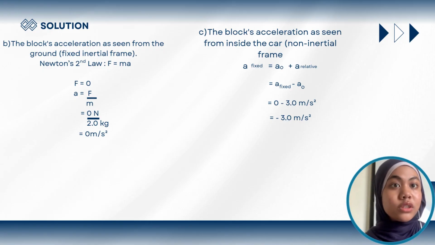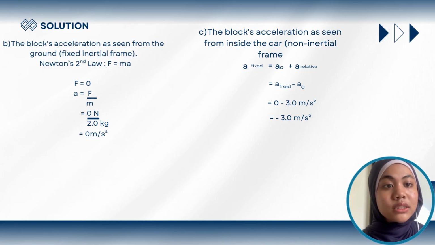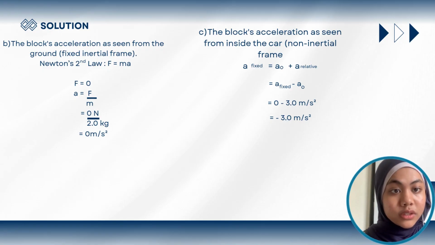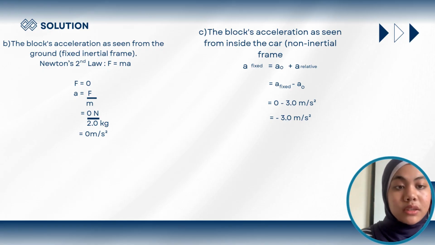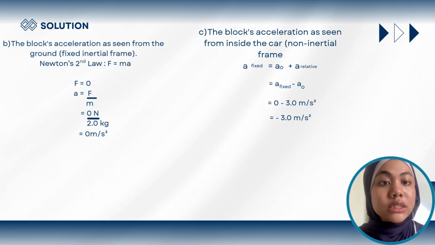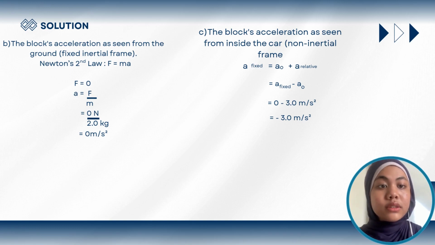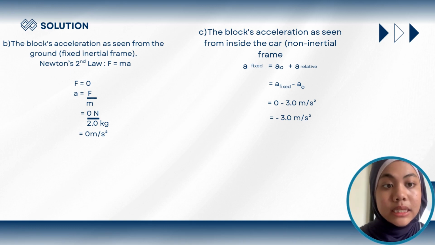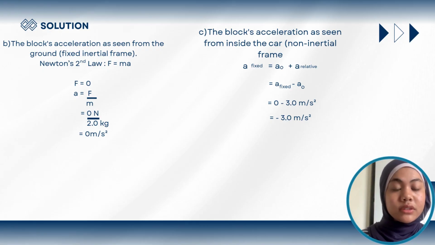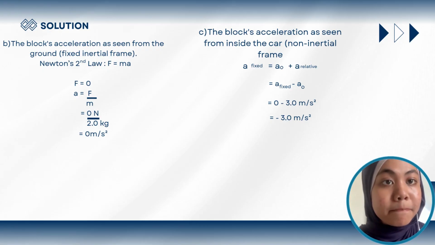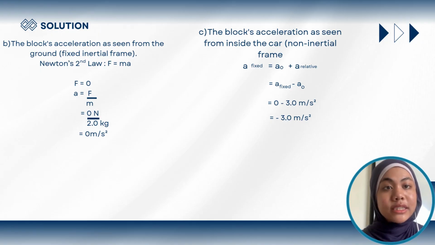Now we move to the third question, which is the block's acceleration as seen from inside the car, the non-inertial frame. We need to use this formula, a fixed equals a naught plus a related. Rearranging the equation, we get a related equals a fixed minus a naught, where a fixed is the answer from the previous question, which is 0, minus 3 meters per second squared, and you will get negative 3 meters per second squared.